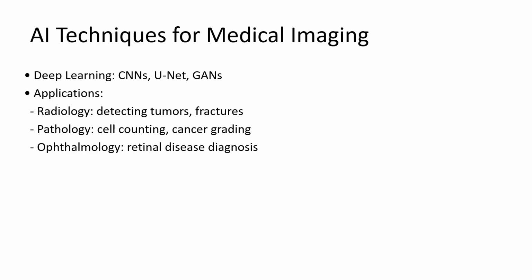Next, these are the AI techniques used for medical imaging. Mainly for medical imaging, we go with deep learning instead of ML, like CNN, convolutional neural networks, U-Net, or GANs. Applications in radiology are detecting tumors or fractures. In pathology, it is used for cell counting or cancer grading. In ophthalmology, it is used for retinal disease diagnosis.